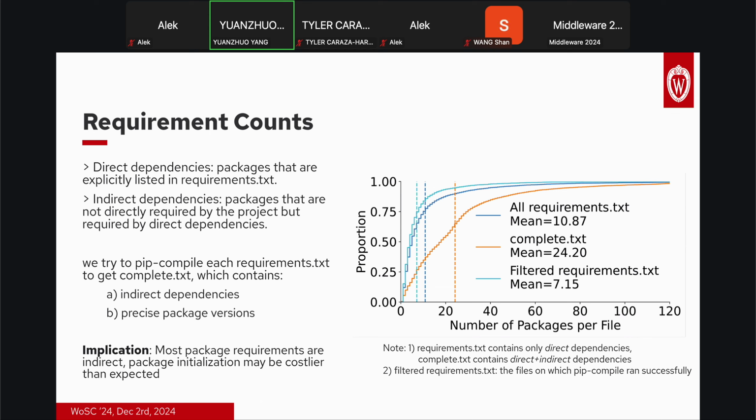So for a typical application, over 70% of dependencies are indirect, and 10% of the complete.txt files have more than 50 packages. This means most package requirements are indirect, and package initialization might be much costlier than we expect.